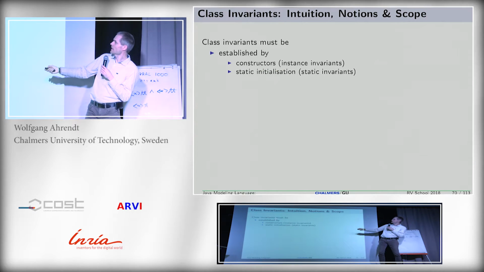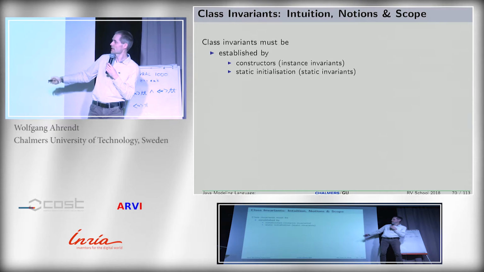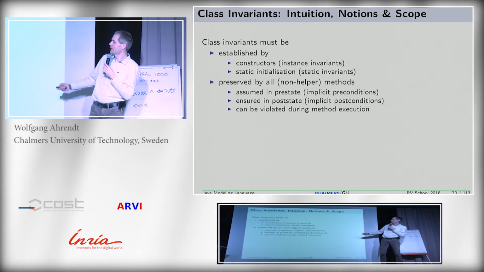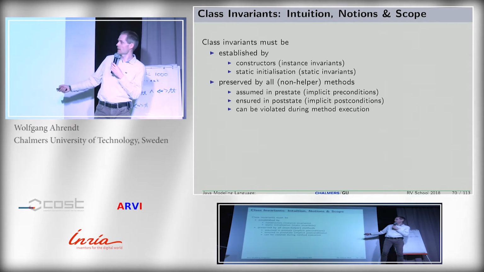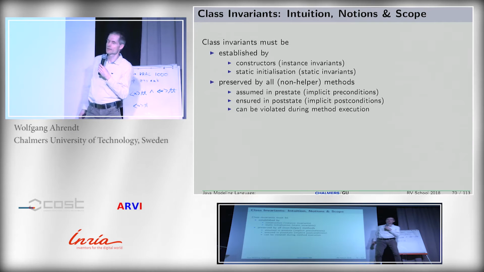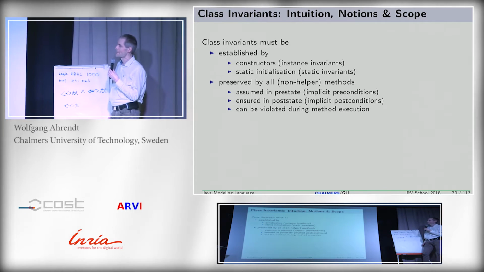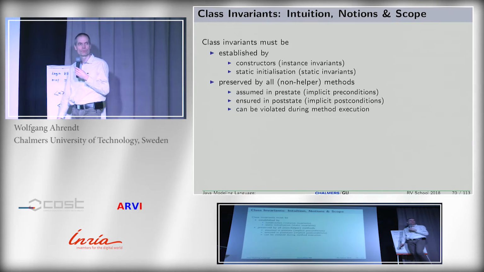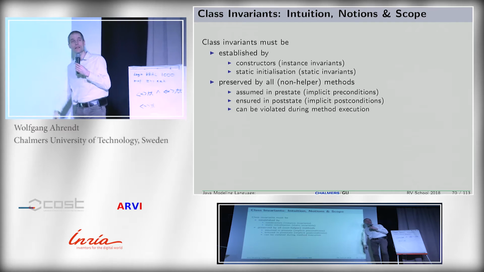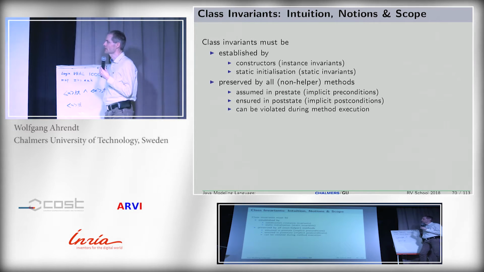So class invariants must be established by constructors and by static initialization. And then they must be preserved by all non-helper methods. I come to helper later. So you assume them in the pre-state and you ensure them in the post-state. It has nothing to do with loop invariance. In particular, they can be violated during the method execution. So they may be violated even by a loop, but not when you finish execution of a method.